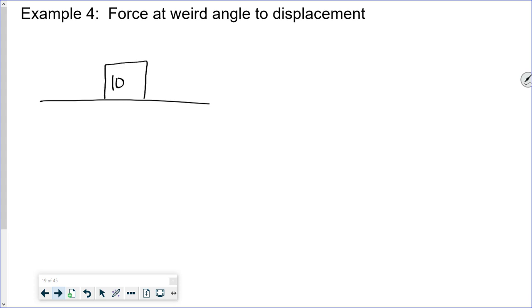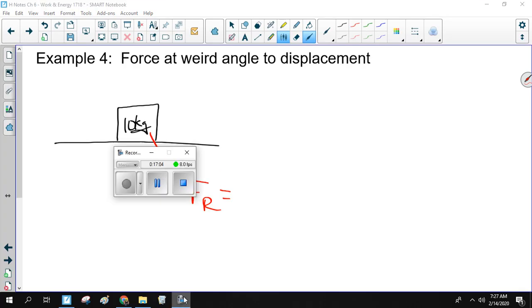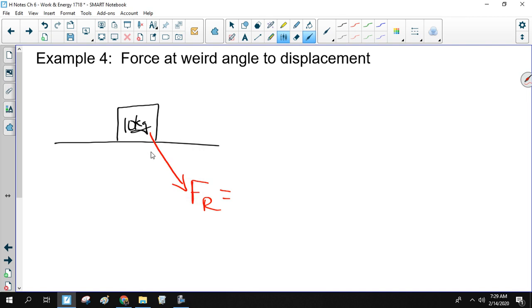We're going to go 10 kilograms. Roy is going to push on it, but this time Roy is going to push at a weird angle. So let's say Roy, for some reason, decides to push this way. The force of Roy is, will 50 newtons work? Sorry, I should have written up my example first. We're going to make the force of Roy 600 newtons, exerted at an angle of 30 degrees below the horizontal.